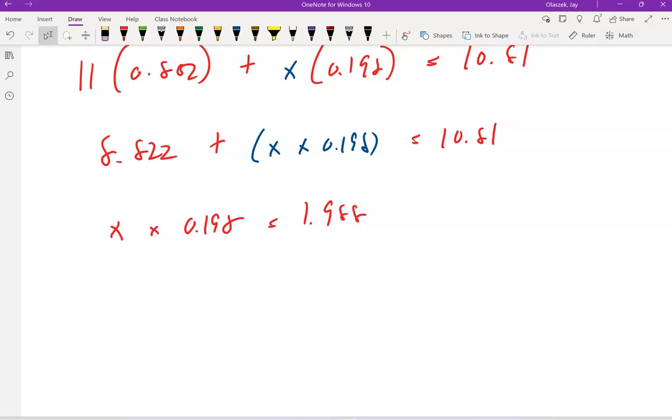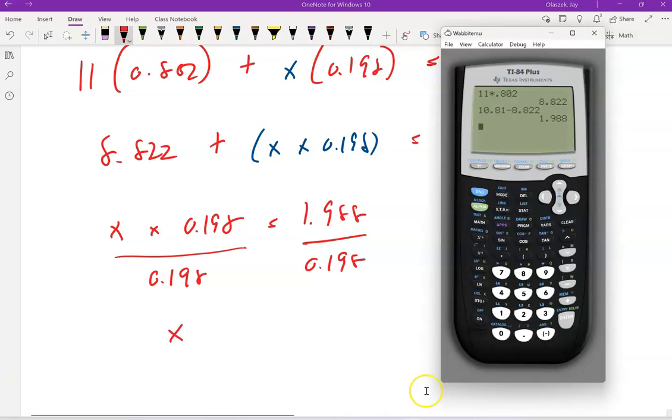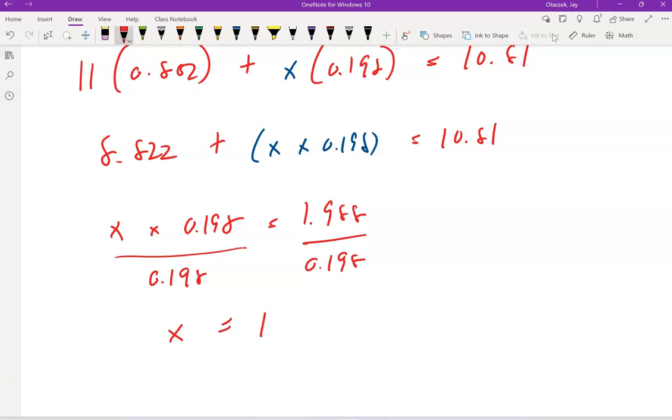How are we going to solve for x? All we're going to do is divide both sides by 0.198, and this is going to give us the other possible value of boron that occurs in nature that makes the average 10.81. So, solving for x. Should be pretty obvious by now. 1.988, we're going to divide that by 0.198. This is 10.04, just call it 10. That means the other possible isotope of boron has an atomic mass of 10. And that's all you do.